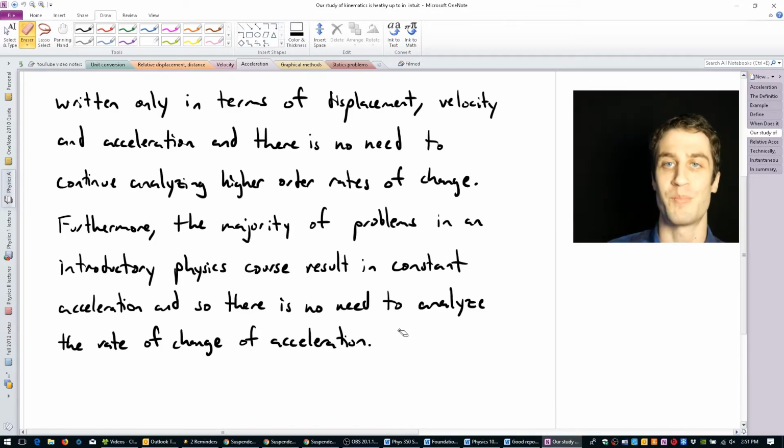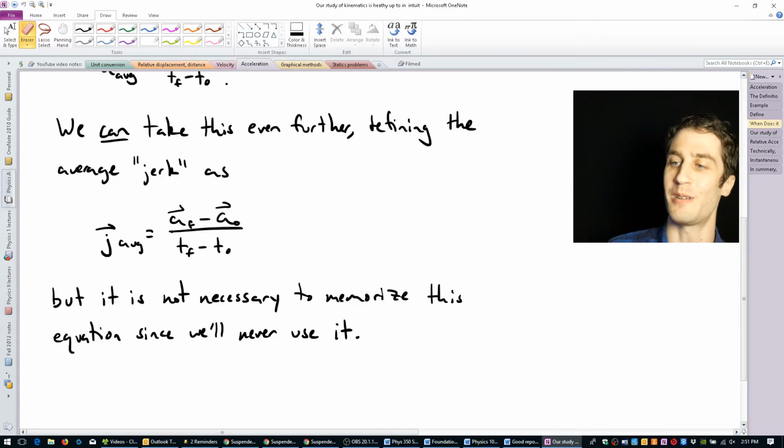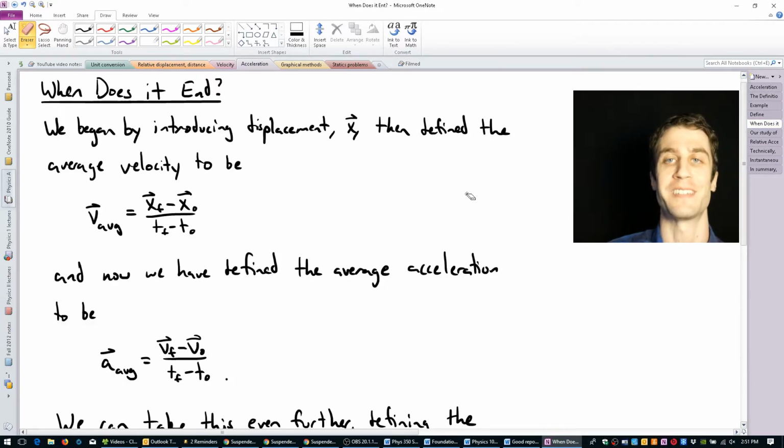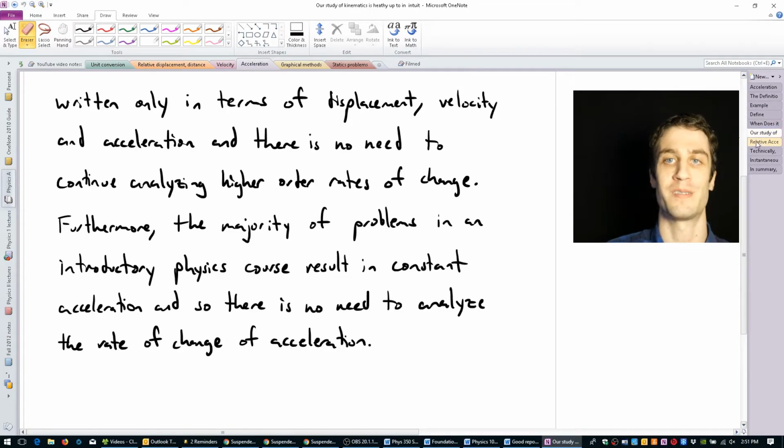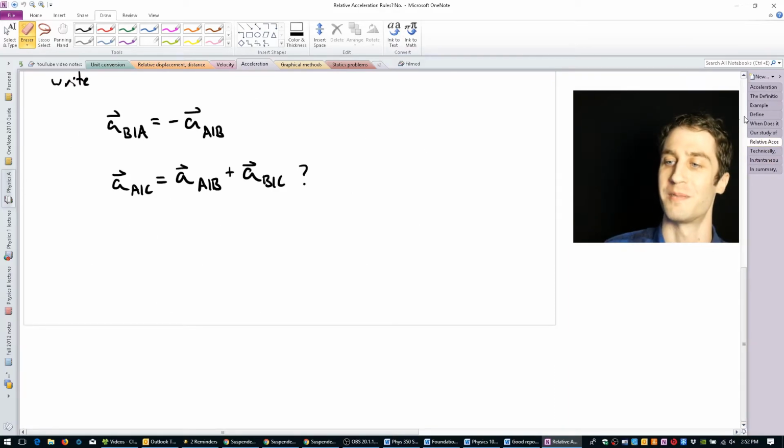So the question I started with was, when does it all end? And the answer is here. If you think that physics is just all about going deeper and deeper down this hole and changing acceleration over time or changing jerk over time or something like that, don't think of it that way. It's displacement, velocity, acceleration, and we're done. Things are just no longer interesting after that, at least to a physicist, for the most part.